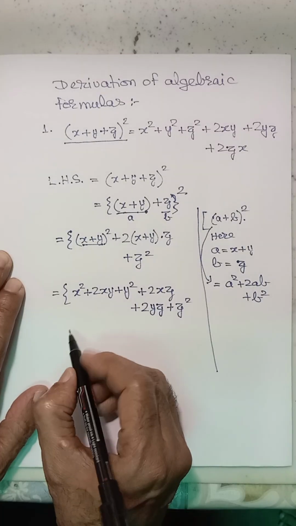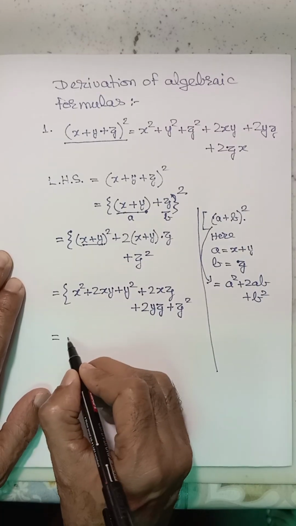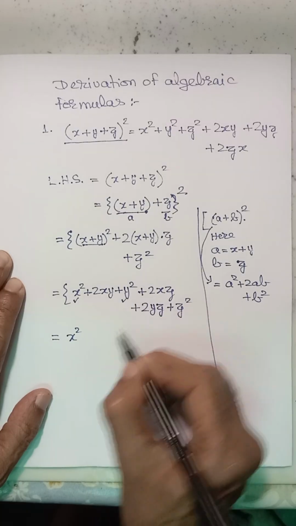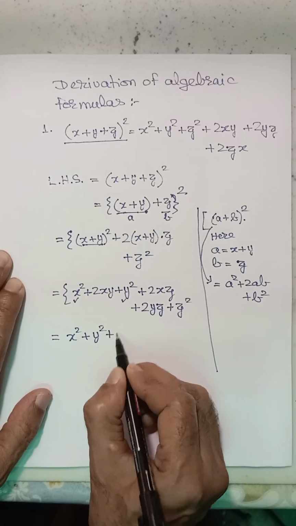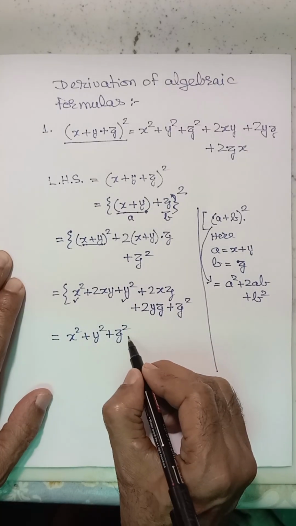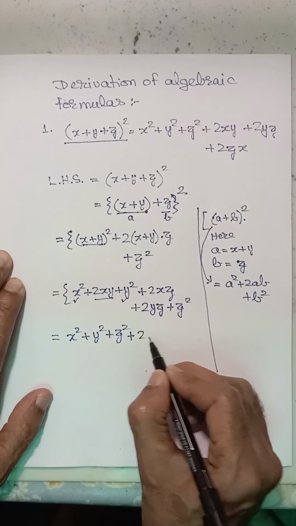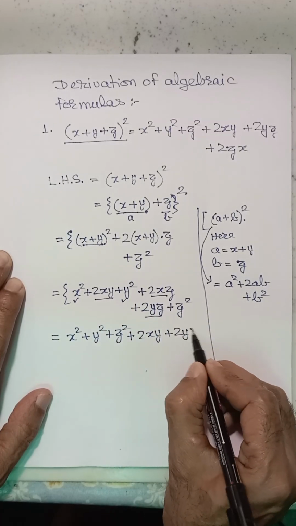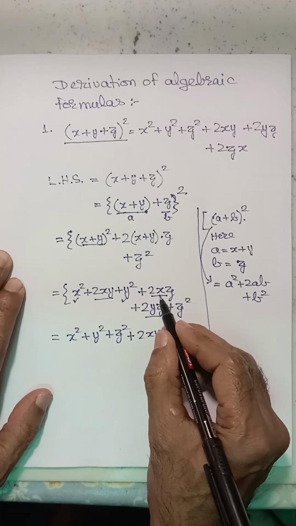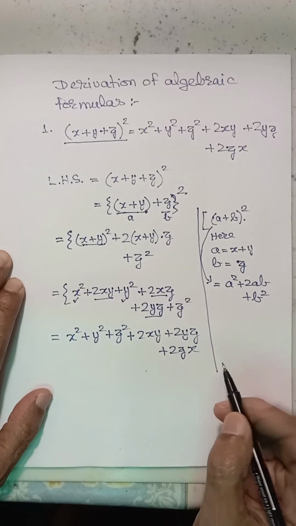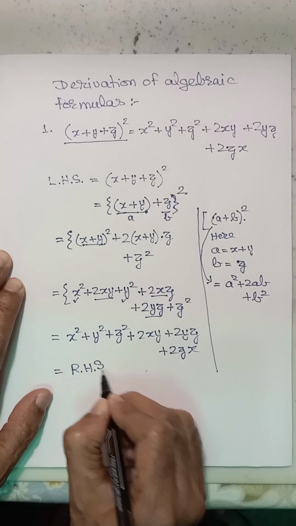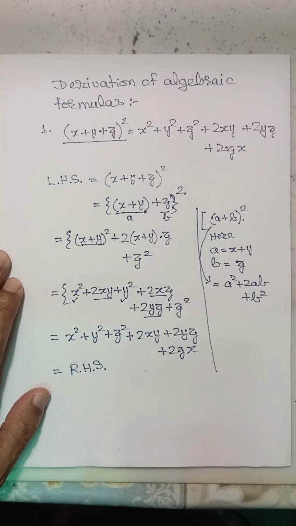Now we will arrange it. This is equal to x² + y² + z² + 2xy + 2yz + 2xz, or zx is the same thing, 2zx. So this is equal to RHS. So we have derived this first formula.